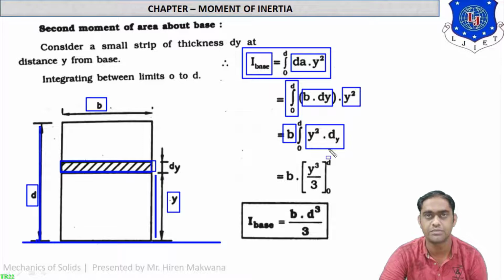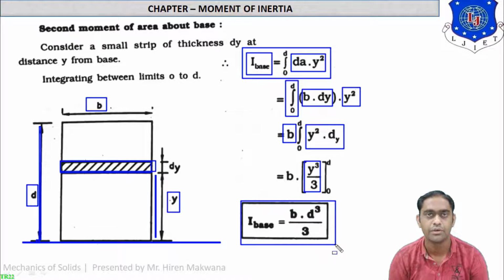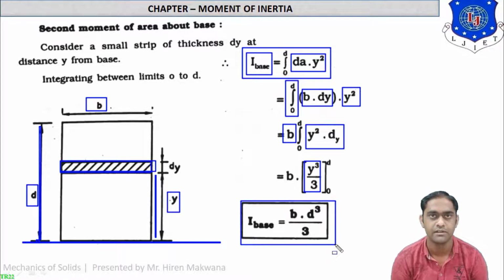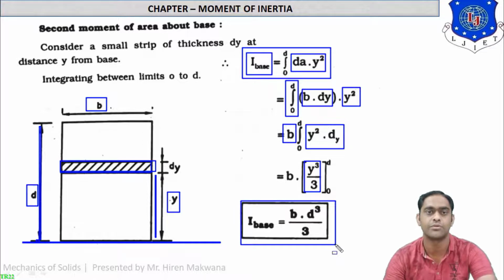Now integration with respect to y from 0 to d. Integration of y square will be y cube by 3, with b constant, limit from 0 to d. So it will give you the base moment of inertia, BD cube by 3. Here you can see there are two formulas for the rectangle. First, about the centroidal axis, which is BD cube by 12, and second, about the base axis, which is BD cube by 3. Here b means width and d means depth. The unit will be meter raised to 4, mm raised to 4, or centimeter raised to 4. So you just have to remember this formula.